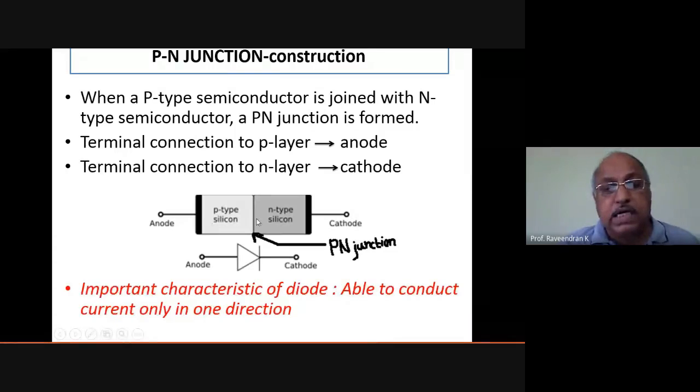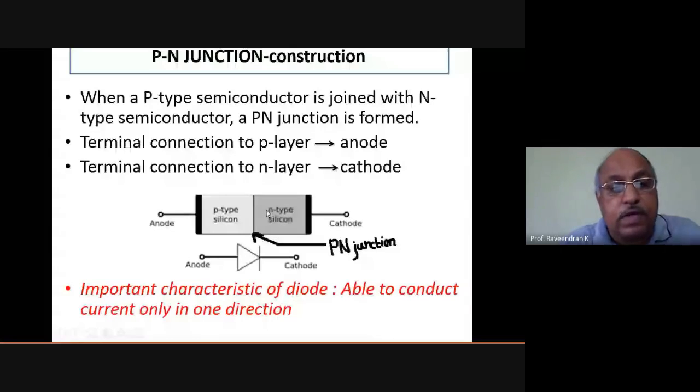So such PN junction diodes are symbolically represented with the help of a diagram like this. This is the electrical symbol of a PN junction diode, and this represents the anode. The arrow direction represents the flow of current, and this is the cathode. Okay.